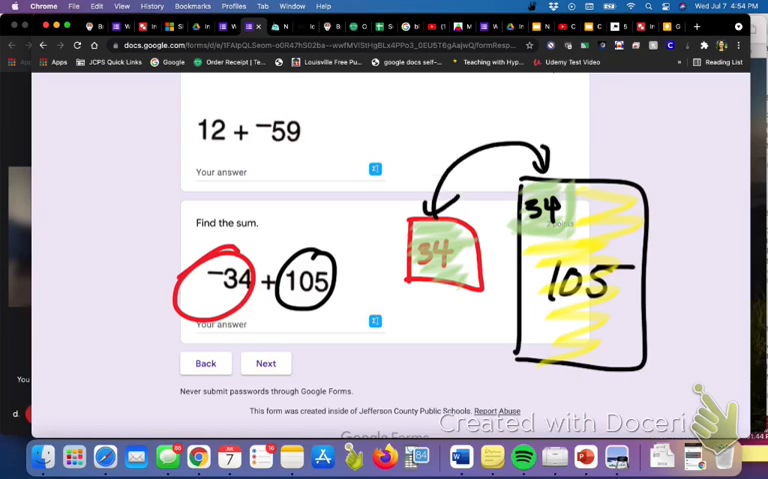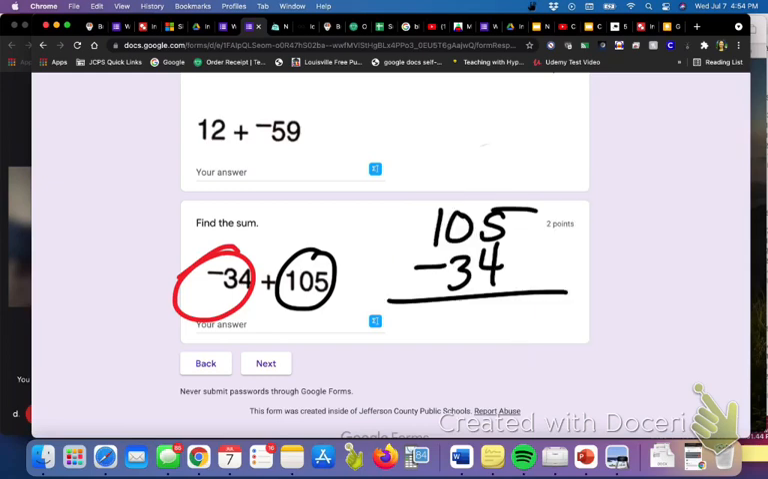So to figure out how many would be left over, once again, we're going to subtract. So 105 minus 34. So 5 minus 4 gives you 1. 10 minus 3 gives you 7. So you'd have 71 left over, and again, that's 71 positives. So here in the answer blank, you would just type 71.